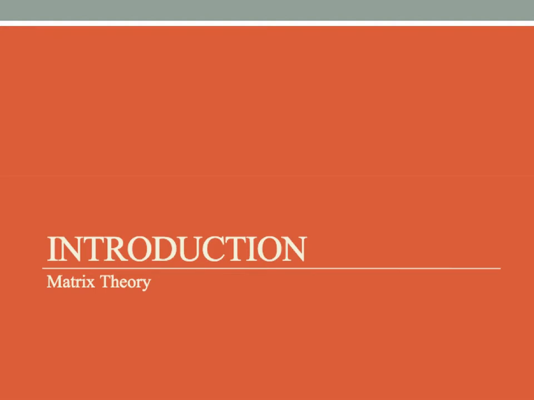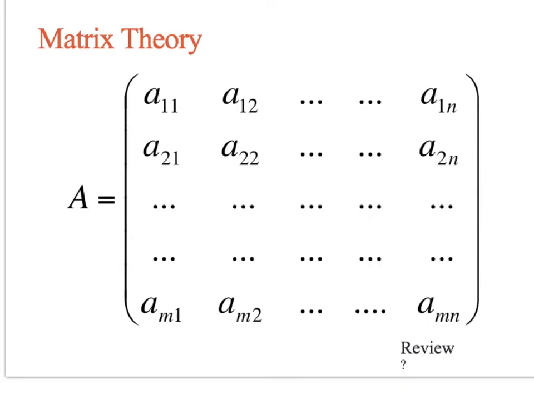This is an introduction to basic matrix theory. This is what a matrix looks like. We have a series of numbers in rows and columns within brackets, and in just a minute I'll tell you what those numbers mean beside the A.